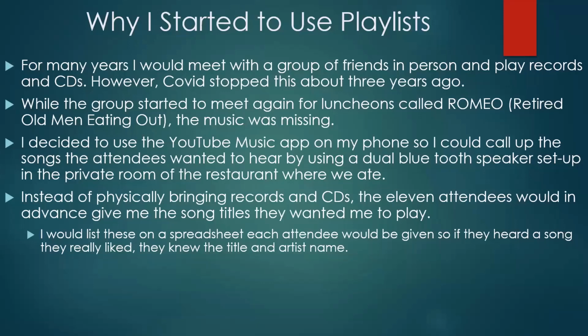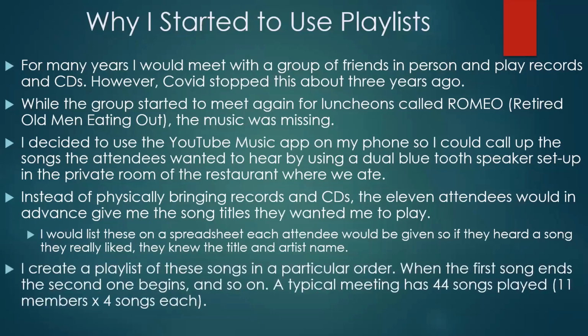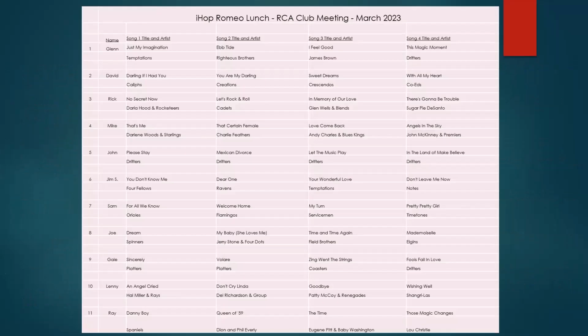I would list these on a spreadsheet each attendee would be given, so if they heard a song they really liked, they knew the title and the artist's name. And then I went ahead and I created a playlist of these songs in a particular order. And when the first song ends, the second one begins automatically, and so on. So a typical meeting has 44 songs played, 11 members times 4 songs each. So this is an example of what the spreadsheet I would create would look like. Each individual's name and the song choices they wanted and the name of the artist who's singing them.